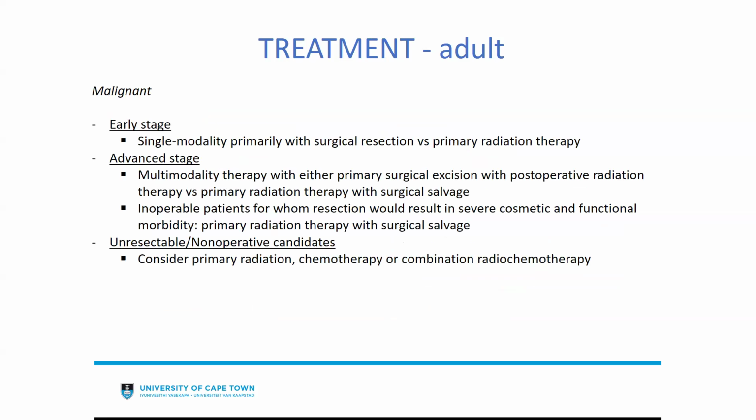For the malignant cases, the early stage malignant sinonasal cancers will usually be treated with a single modality treatment, either surgical resection or primary radiation therapy. For lesions in advanced stage, you will have a multimodality therapy with either primary surgical excision and postoperative radiation or primary radiation with surgical salvage. If you have inoperable patients for whom resection would result in severe cosmetic and functional morbidity, you can start with primary radiation therapy to reduce the lesion and then do a surgical salvage. If you have non-operative candidates, you can consider primary radiation, chemotherapy, or a combination of those two.